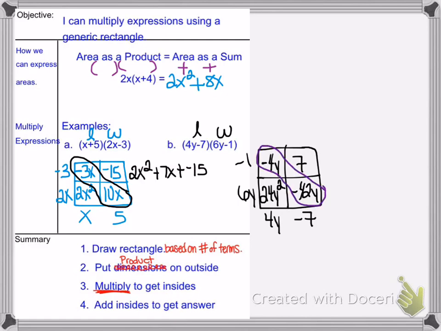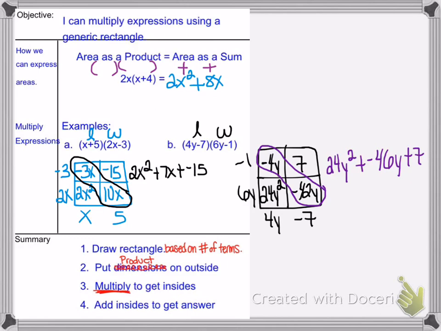I'm going to go ahead and combine like terms and write my area as a sum. My final answer should say 24y squared plus negative 46y plus a positive 7.